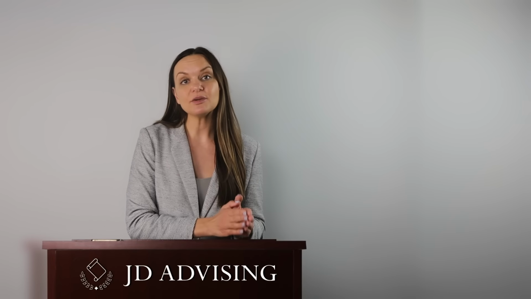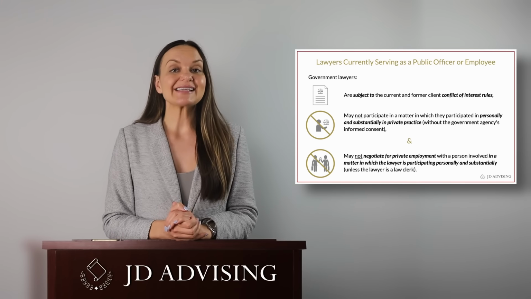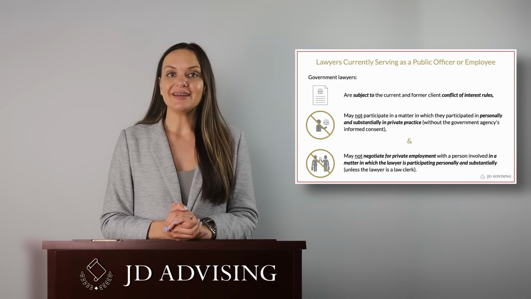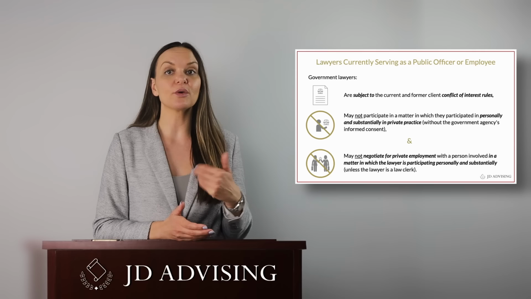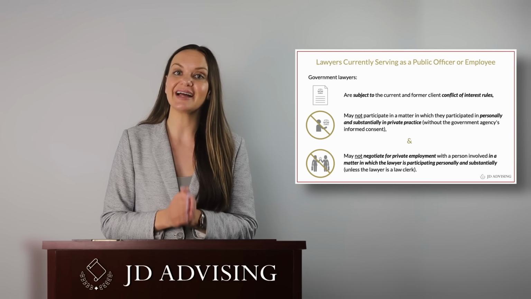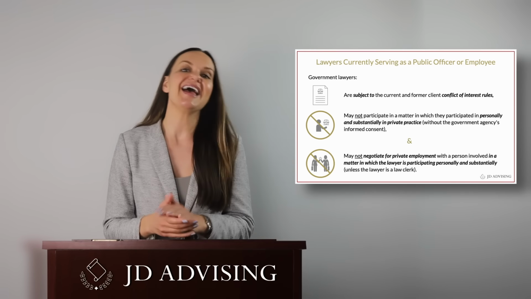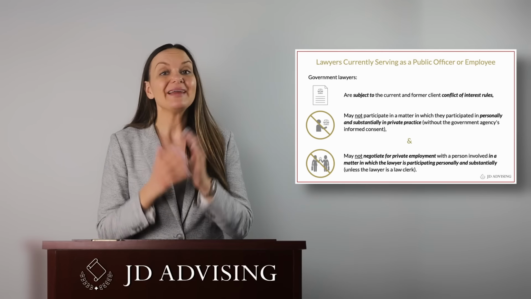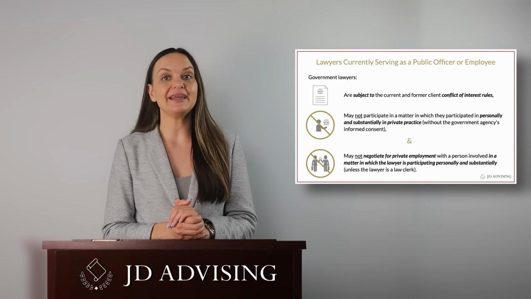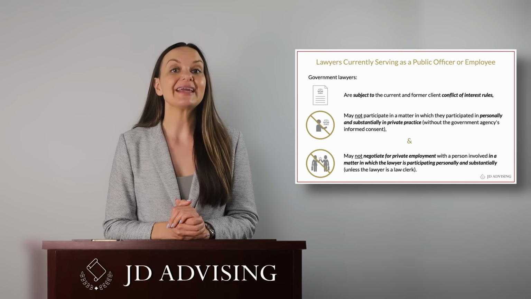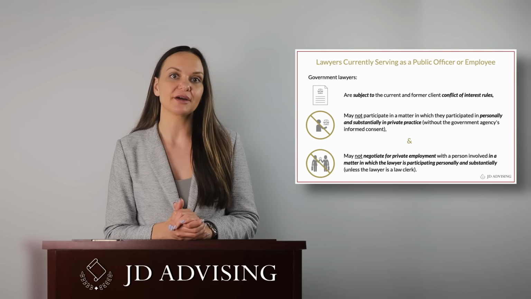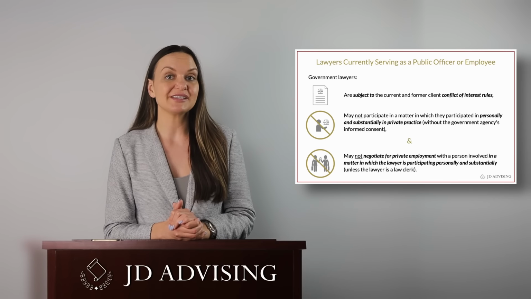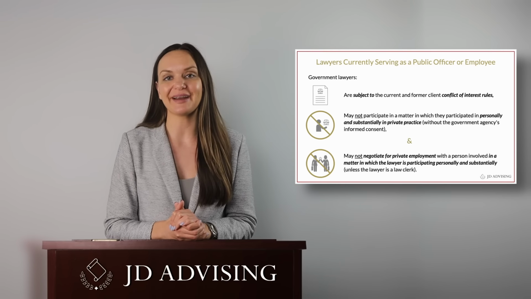Now, let's turn to the other part of this rule. If you're transitioning from private work to working for the government, what do the rules say here? The rule states that except as the law may otherwise expressly permit, a lawyer currently serving as a public officer or employee is subject to the present client conflict rules, which we've already discussed, and the former client conflict rules. Again, we've already discussed those too. And they may not participate in a matter in which they participated personally and substantially while they were in private practice or non-governmental work, unless the appropriate governmental agency gives their informed consent confirmed in writing.